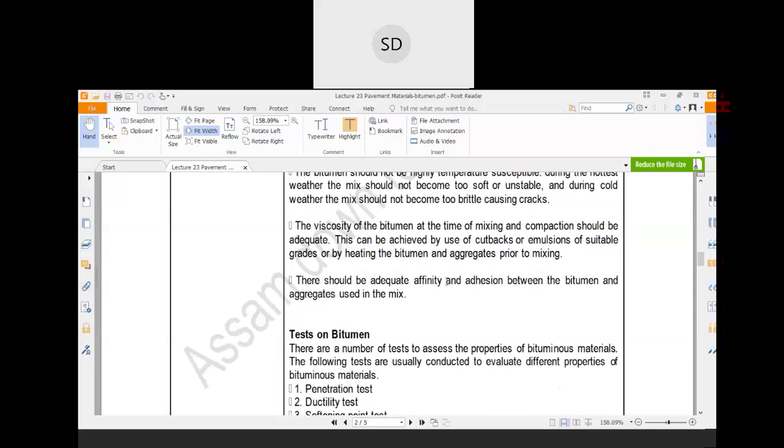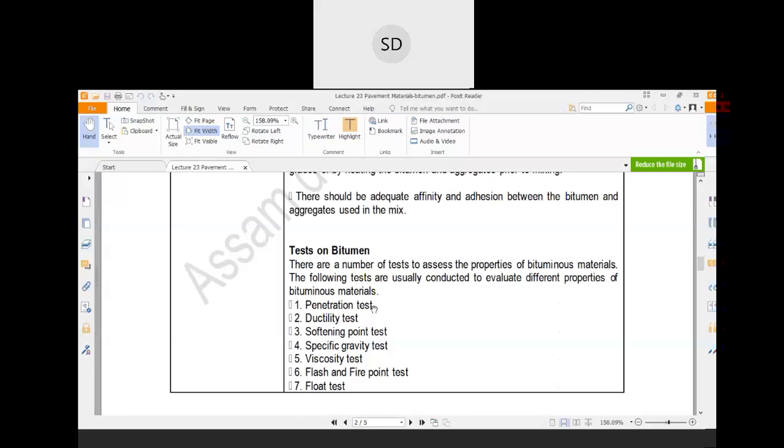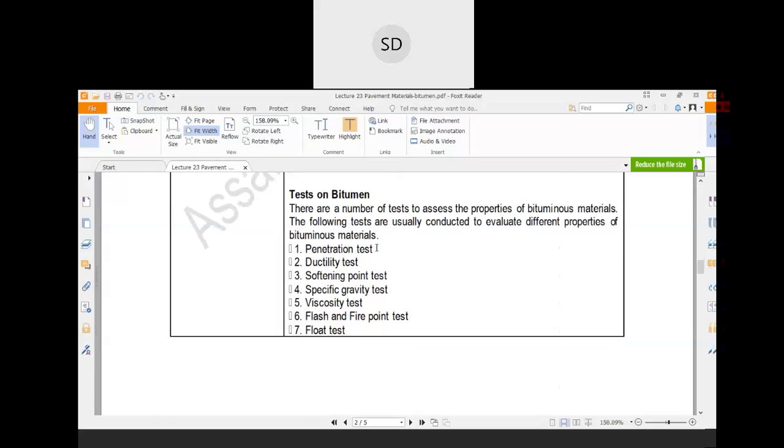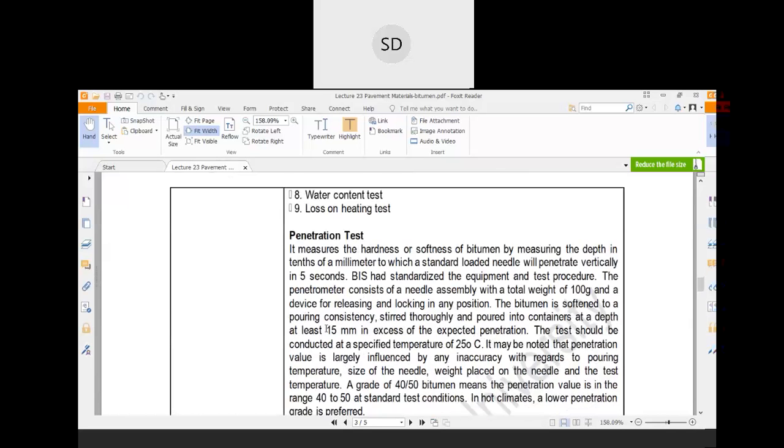There should be adequate affinity and adhesion between the bitumen and aggregates, and for this property we need to check the aggregate adhesion test. Now, there are different types of tests on bitumen to check the suitability of the bituminous material for the road aggregate. First one is penetration test, then ductility test, softening point test, specific gravity test, viscosity test, flash and fire point test, and float test.